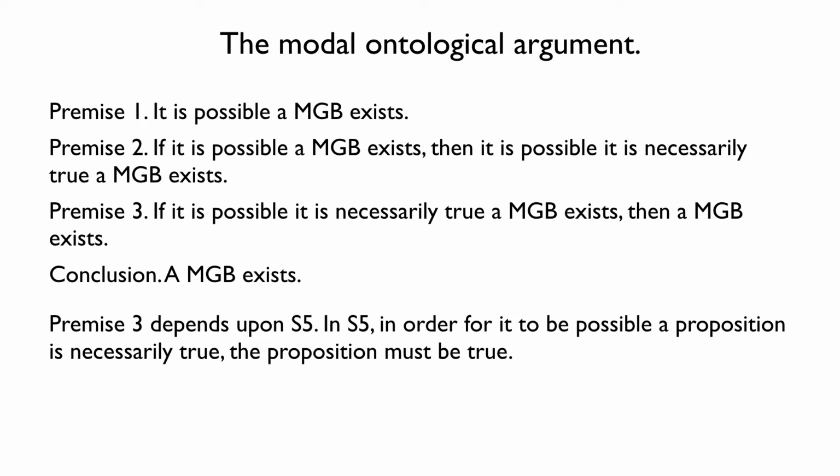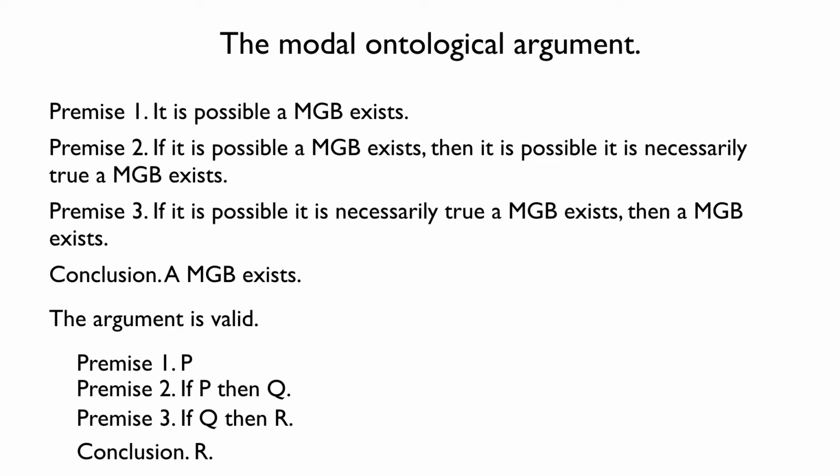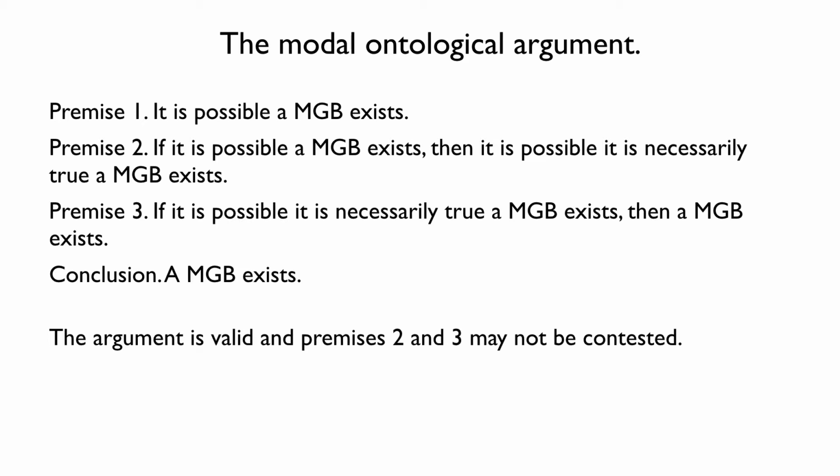Premise 3 depends upon S5 modal logic. In S5 modal logic, in order for it to be possible a proposition is necessarily true, the proposition must be at least true. So if it is possible it is necessarily true a maximally great being exists, then it must be true that a maximally great being exists. The argument is valid. It's of the form P, if P then Q, if Q then R, therefore R. So this argument is valid, and premises 2 and 3 may not be contested because they follow from the definition of a maximally great being and an axiom system that we're assuming.